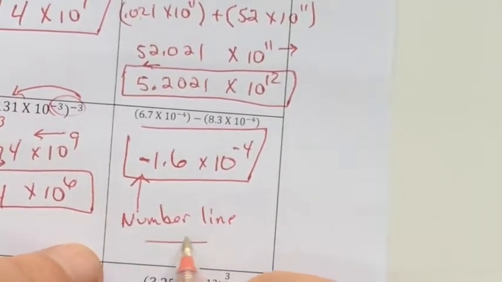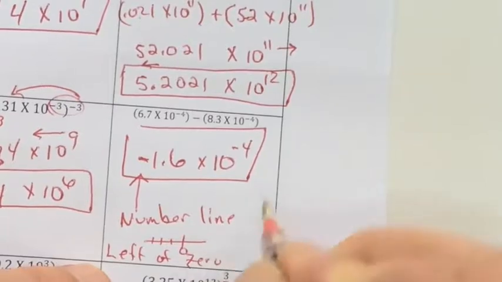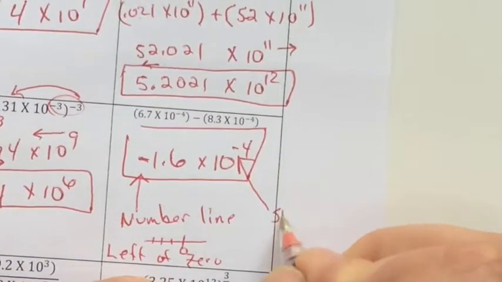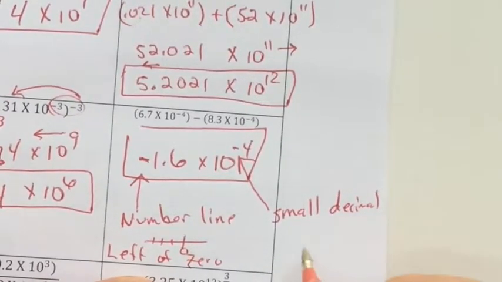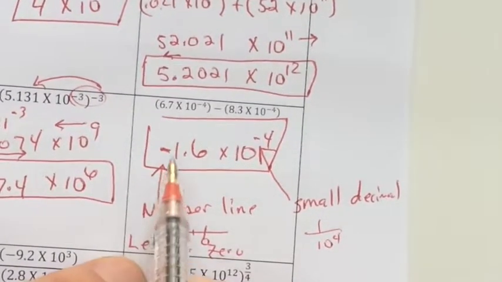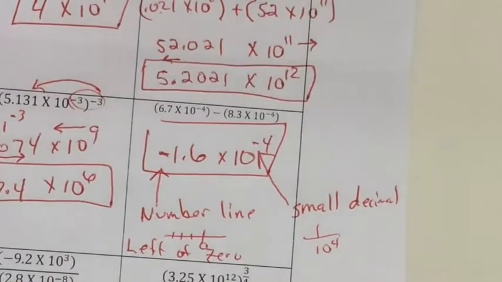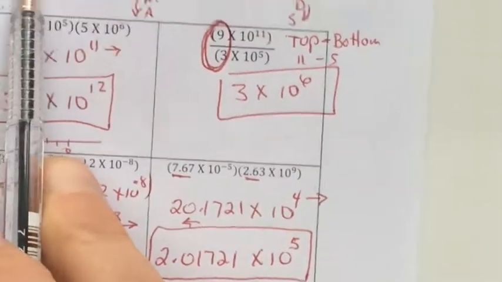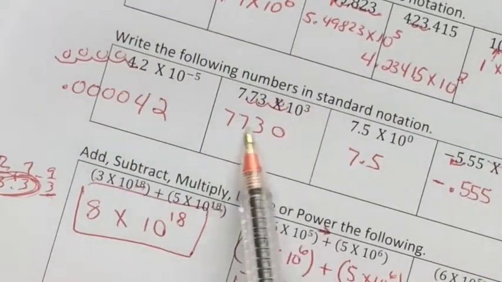So on the number line, that means it's left of 0. That negative means it's small. It's a small decimal, because it's really 1 over 10 to the 4th. So we're multiplying it by a very small decimal. So that means it's left of 0. That means it's a small decimal. That means it's a number like up here, a small decimal number, like something like that. See, a negative means it's a small decimal. A positive means it's a large decimal.